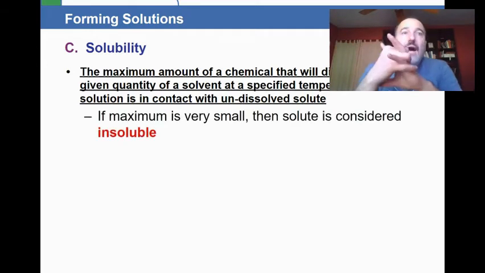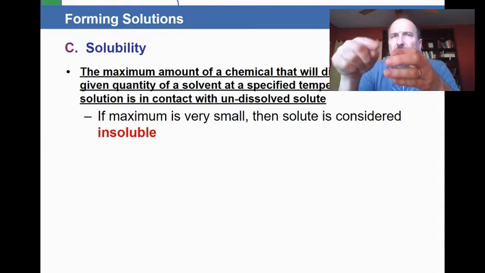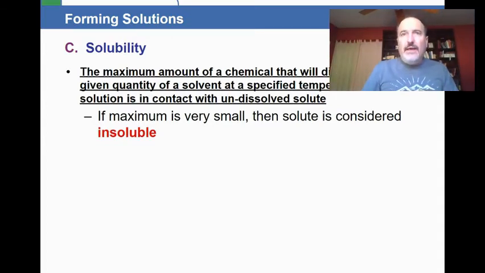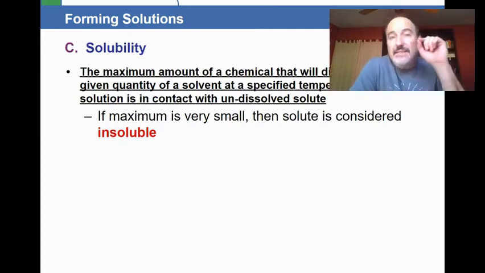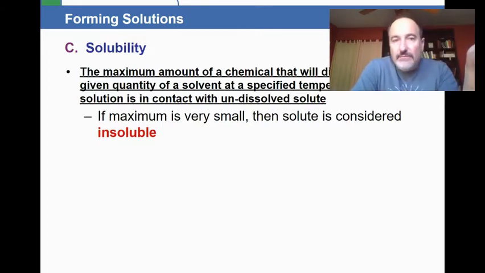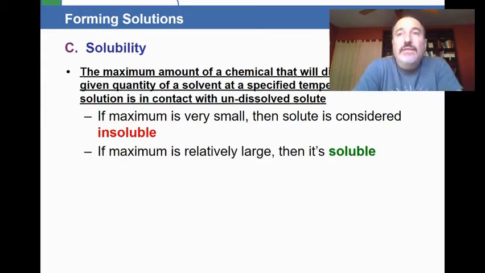And if the maximum amount is very small, then we consider it to be an insoluble solute. For example, if you take a glass of water and you throw a rock in there, any old rock, believe it or not, some of the rock does in fact dissolve away. Not enough to be noticeable, and therefore we consider that rock to be insoluble. Now, if the maximum is relatively large, then we consider it to be soluble. But nothing is 100% insoluble or 100% soluble. It's all a matter of degrees.